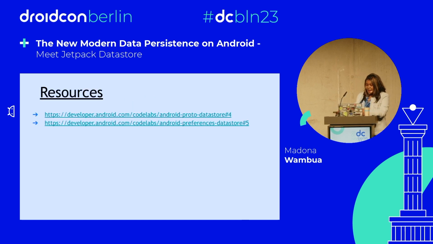And then you can find all the resources here. I have a couple of resources if you want to implement Proto, if you want to play around with it, documentation on how you can migrate from shared preferences to start using the preference data store, and also if you have any questions on how you can actually use Proto.